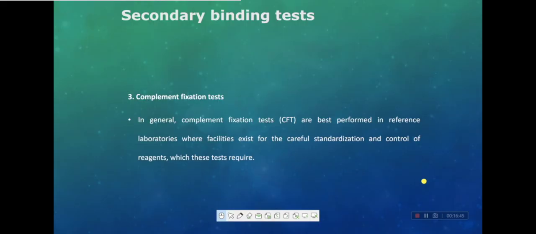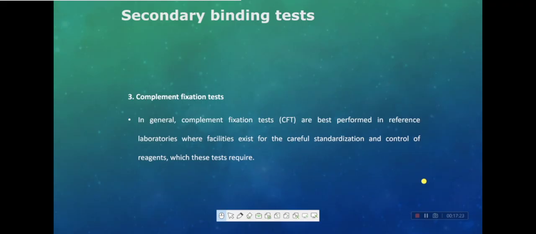So it consists of two types of component. First component is the indicator system, which consists of a combination of sheep red cells, complement fixing antibody produced against the sheep red cells in another animal, and an exogenous source of complement. Usually, it can be a guinea pig serum. So when these three components are combined in optimum concentration, the anti-sheep cell antibody complexes, which may cause cell lysis. The second component which is used consists of a known antigen and inactivated patient serum.